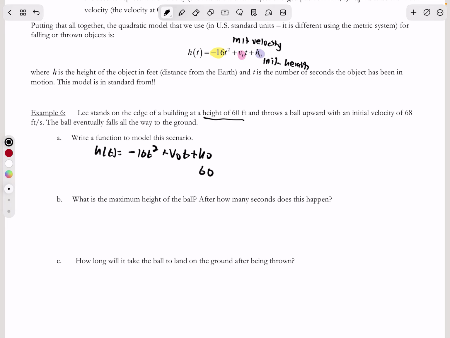And I'm assuming Lee is a boy. Lee throws the ball upward with an initial velocity. He throws it at 68 feet per second. That's my initial velocity.